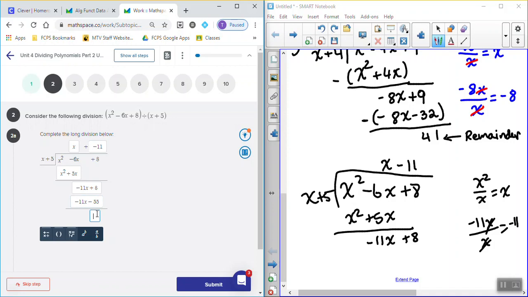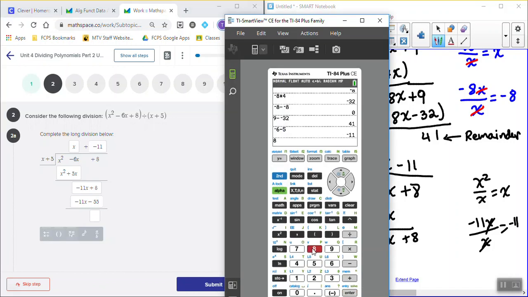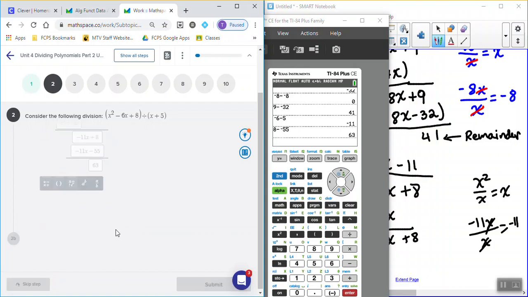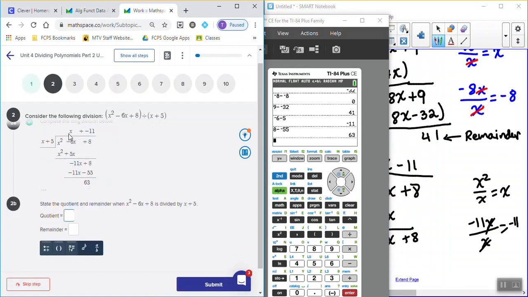And then we subtract these two out. Negative 11 minus a negative 11, those cancel out. And then 8 minus negative 55 is equal to 63. Okay, and I don't have anything else to bring down, so that is it. So which means that my quotient, or my answer, is x minus 11, and you have a remainder of 63.